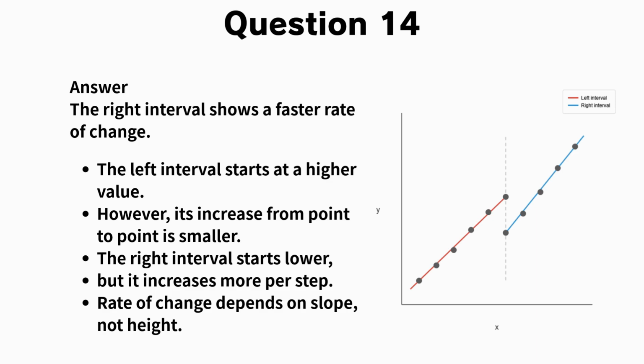Rate of change depends on slope, not on height. Even if one part of the graph is higher, it is not changing faster unless its slope is steeper. In this graph, the slope of the right interval is steeper, so the right interval has the faster rate of change.